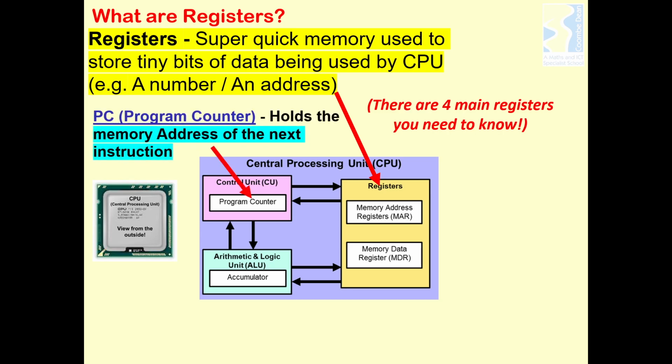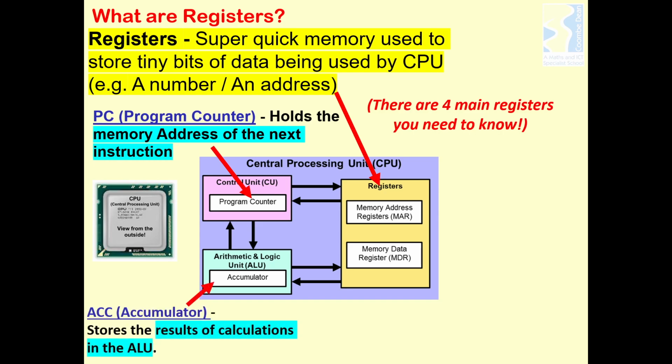There is the PC, or the program counter. This holds the memory address of the next instruction that it's going to complete. PC, program counter, next instruction that it's going to complete. We've got the accumulator, the ACC. It stores the results of any calculations that have been carried out by the ALU. So the ALU does the calculations and the accumulator stores the results, so it remembers it.